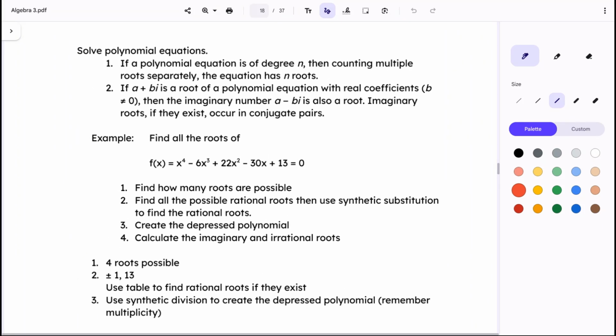Okay, so we're on this page here. We're still going to be doing what we did yesterday, which is solving these polynomial functions. So if you didn't grab a calculator, you might want one because we're still going to be using our table today.